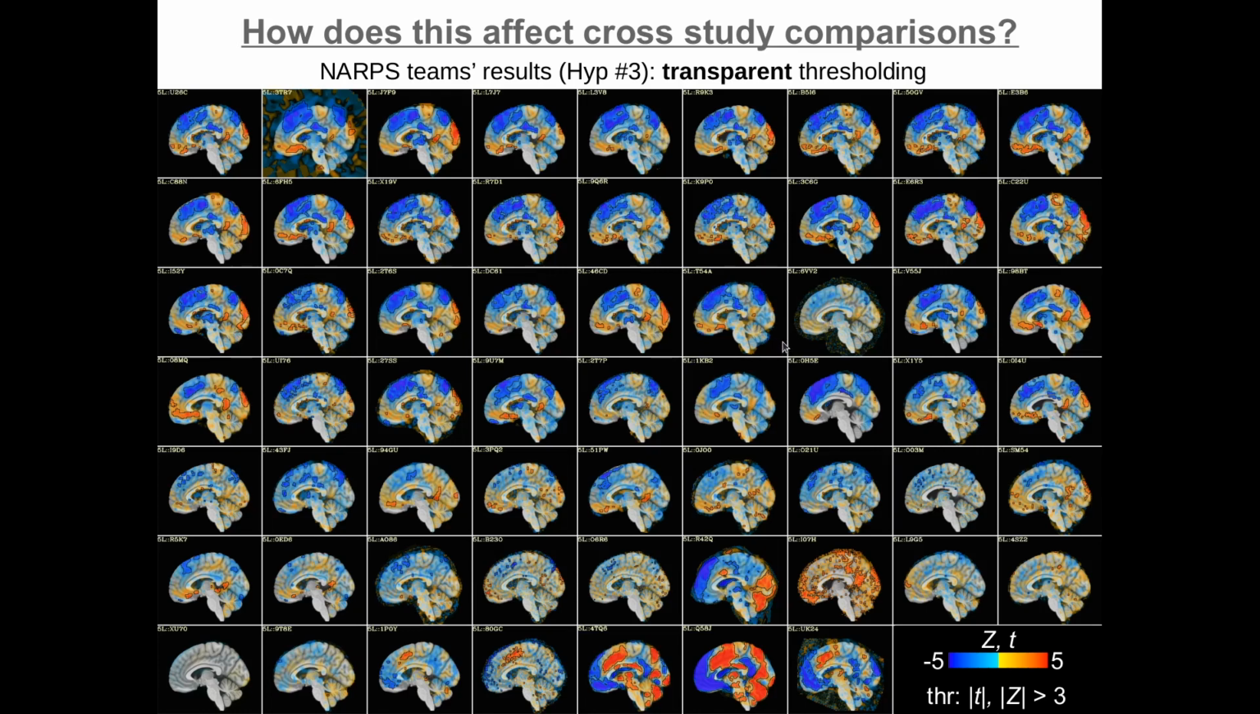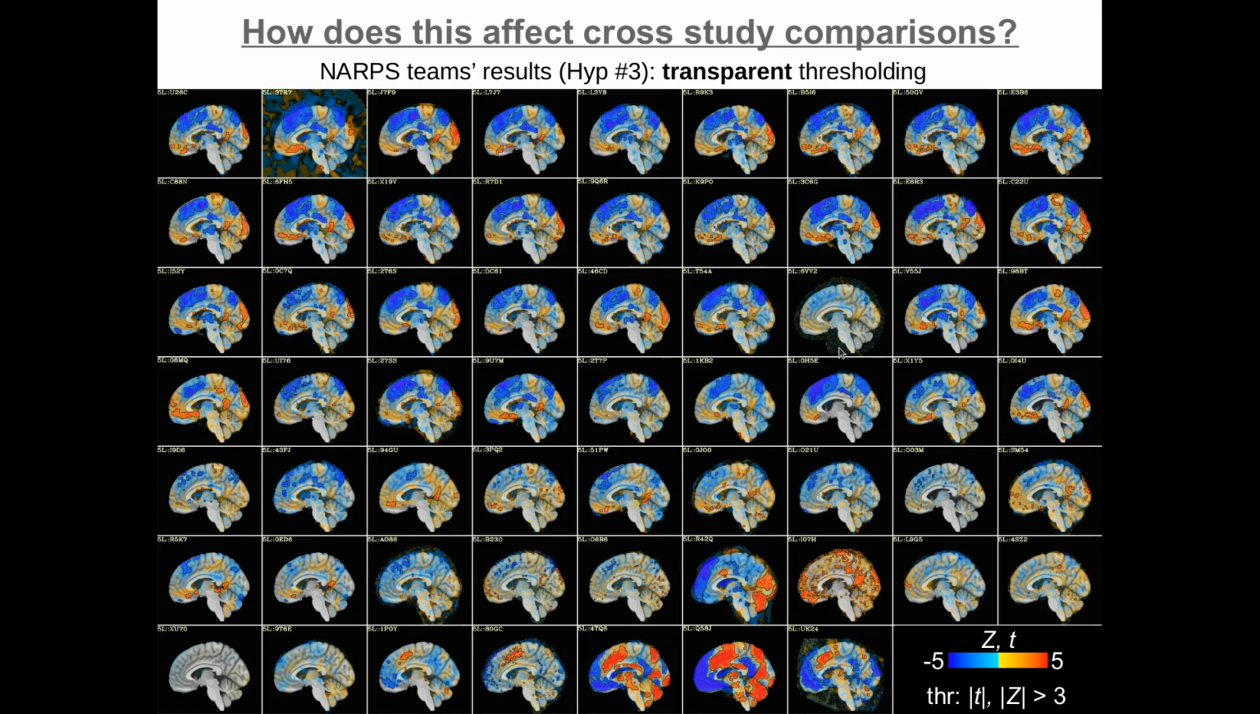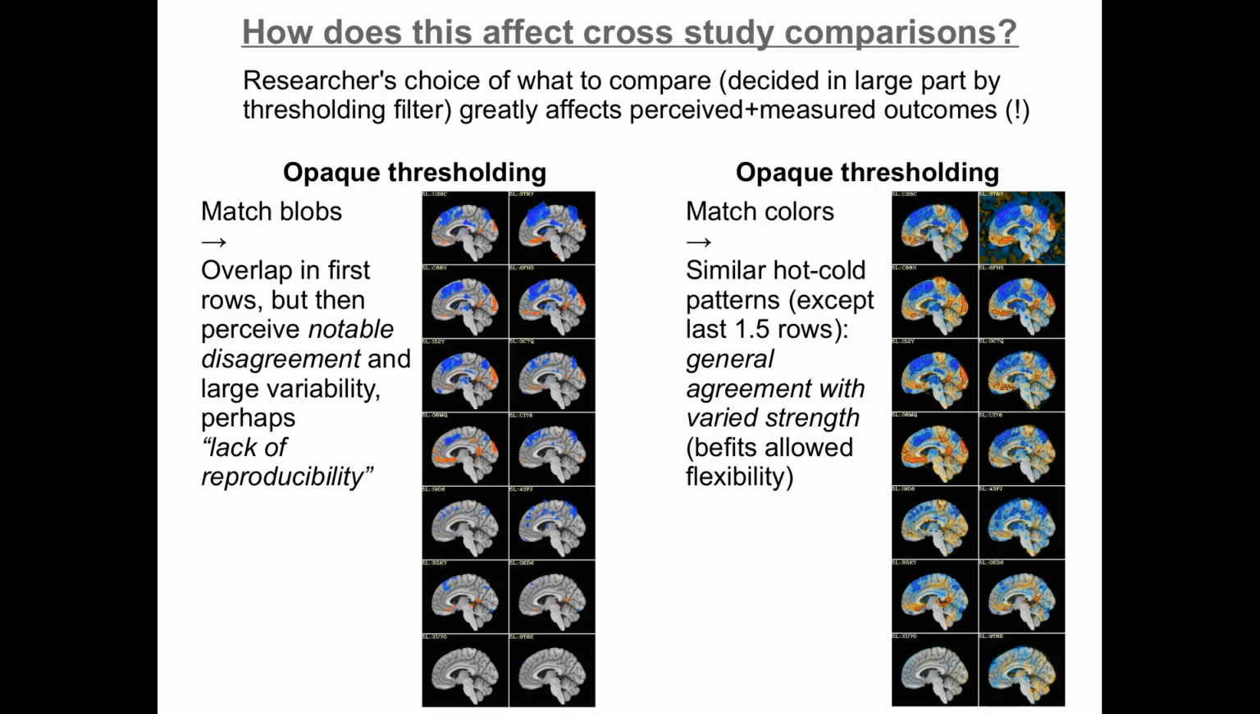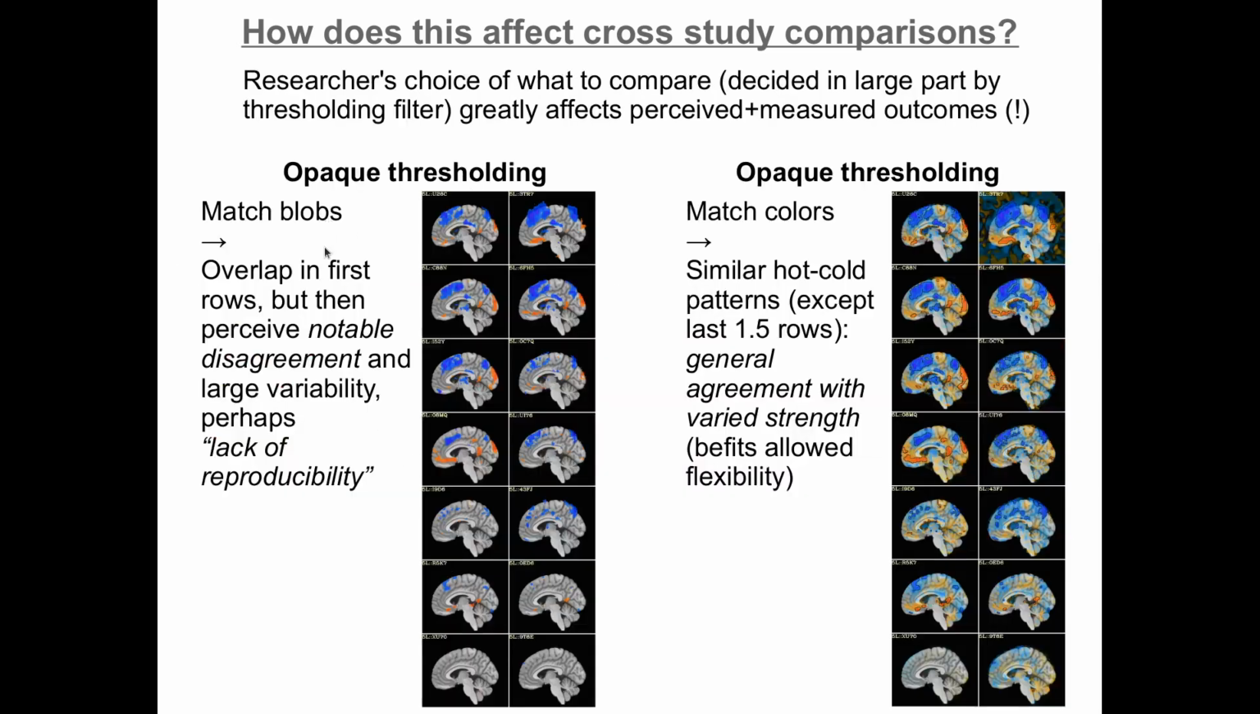That is a very different form of variability than saying this is irreproducible and that's irreproducible, or these results don't agree with each other. They actually agree to a large amount, just with a different magnitude. And I think this is maybe the central point here, that with opaque thresholding, where you're matching blobs, you'll see that there's a lot of overlap in the first row, but then you're going to start perceiving a lot of disagreement, and you're going to interpret that as large variability and lack of reproducibility. That is the message when you look at the data this way.